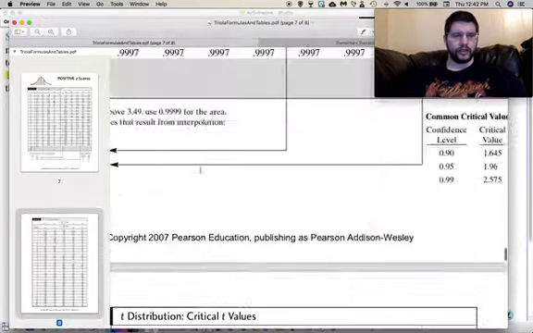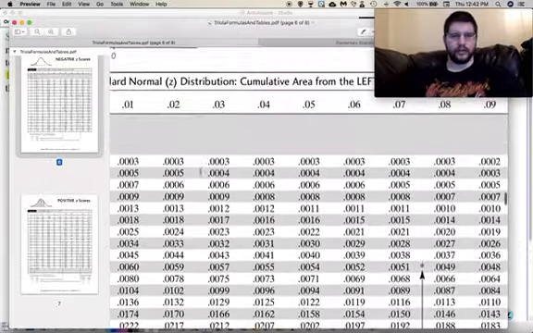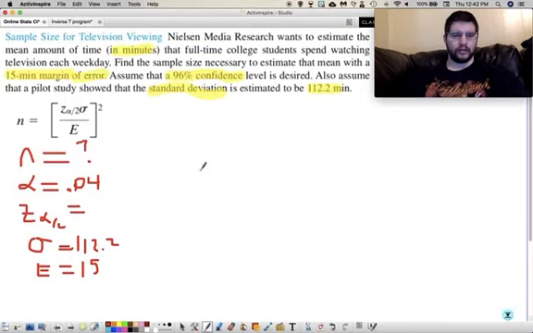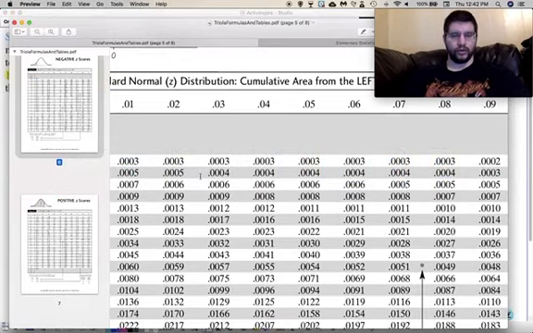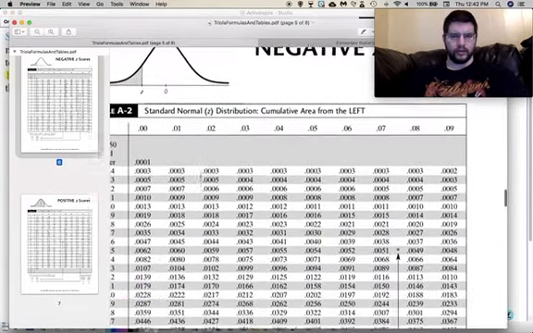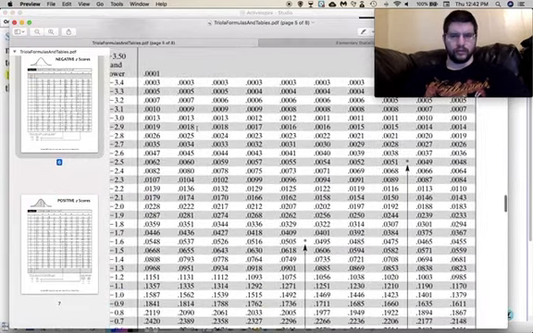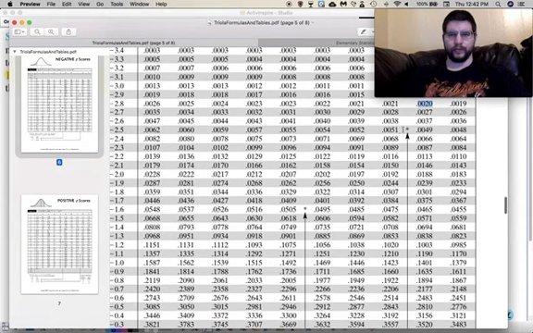So let's use our chart. If alpha is 0.02, right here, oh no, it's 0.02, we need 0.02.